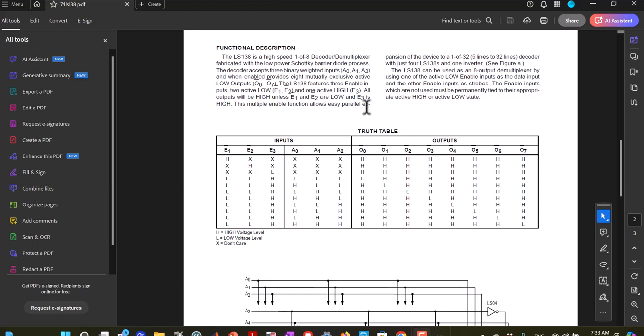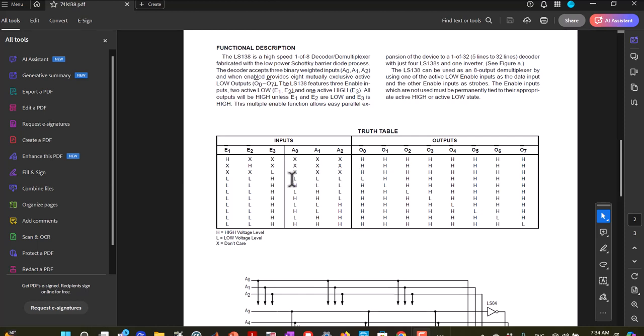Okay, so let's do the last part, which is the decoder. Let's take a look at the decoder and notice that the outputs here are a little bit different from one hot encoding, because it's actually one cold encoding. All of the outputs are going to be high except for the one corresponding to your inputs.